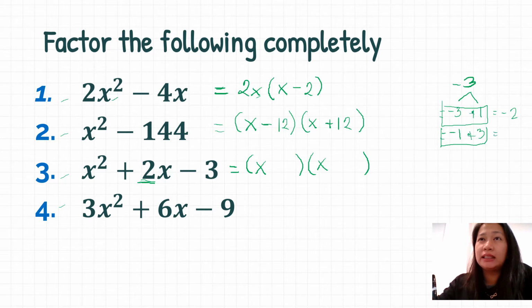The answer is positive 2. So, sino po ang positive 2? Ito. So, ito po yung gagamitin natin. Okay po? So, we will have negative 1 and positive 3. So, those are the factors of x squared plus 2x minus 3.